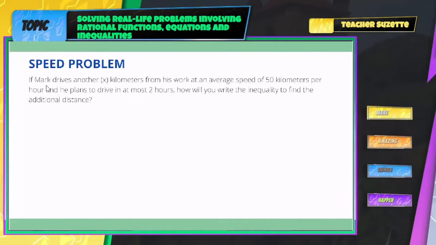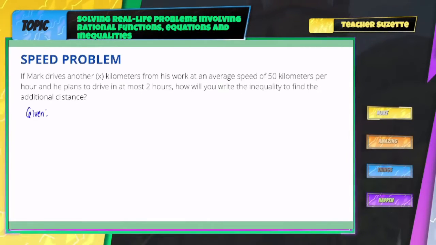Next problem we have, if Mark drives another X kilometers from his work at an average speed of 50 kilometers per hour, and he plans to drive in at most 2 hours. How will you write the inequality to find the additional distance? So for this problem, we are going to write our inequality representation. Our first step in solving this problem is to list down our known and unknowns.